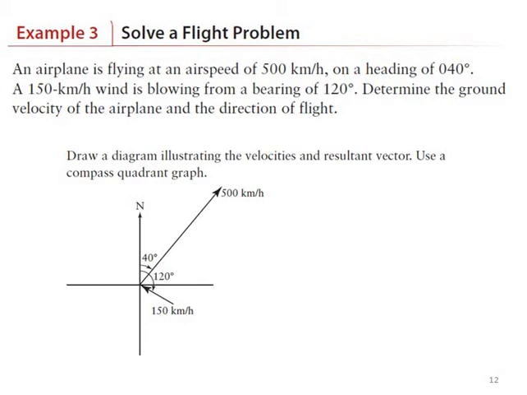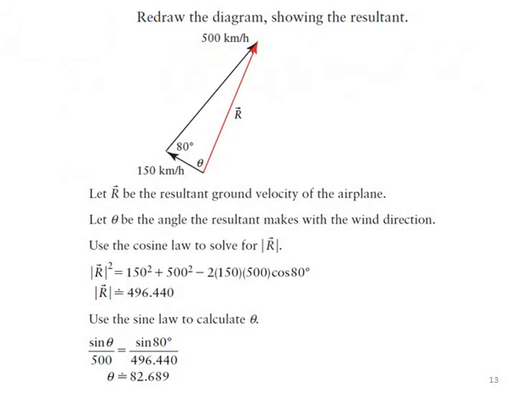Now we need to find out the ground velocity. So the resultant of these two vectors is going to be R. And here we can use the cosine law. R squared equals 150 squared plus 500 squared minus 2 times 150 times 500 times cosine 80. Answer, the magnitude of R is going to be 496.44. How to find theta? We can use the sine law. Sine theta divided by 500 equals sine 80 divided by R, which is 496.44. Using that method, we can find theta, which is going to be 82.689 degrees.